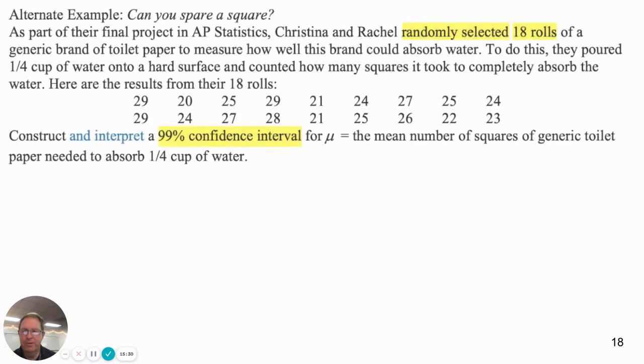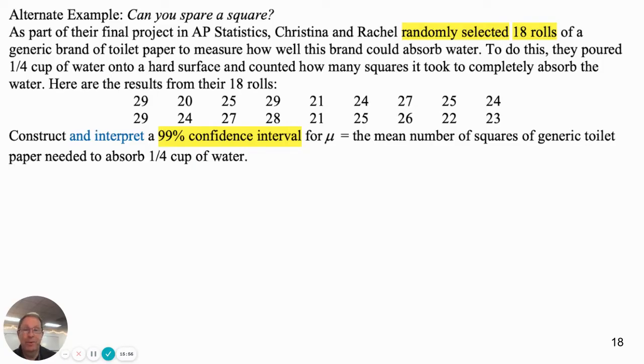Okay, so let's go through an example here. As part of their final project in AP Statistics, Christina and Rachel randomly selected 18 rolls of generic brand of toilet paper to measure how well this brand could absorb water. To do this, they poured 1/4 cup of water onto a hard surface and counted how many squares it took to completely absorb the water. Here are the results from their 18 rolls.